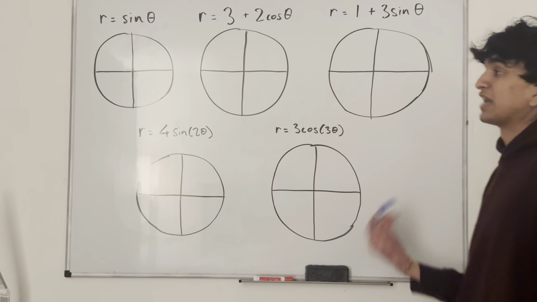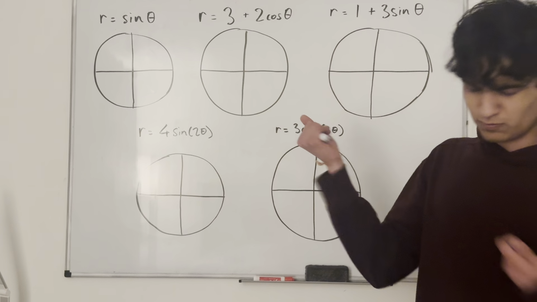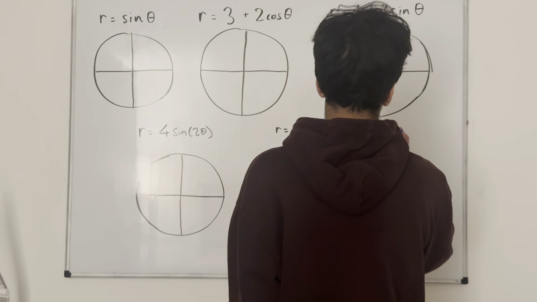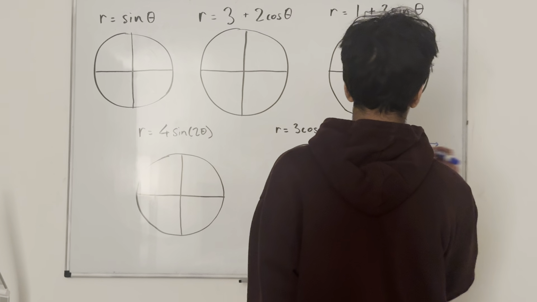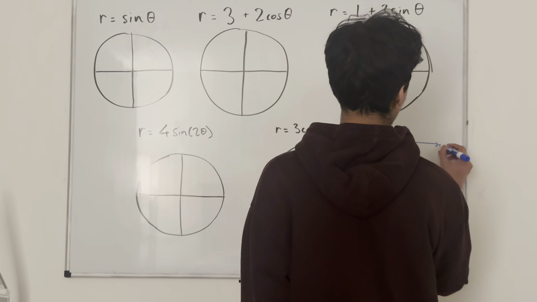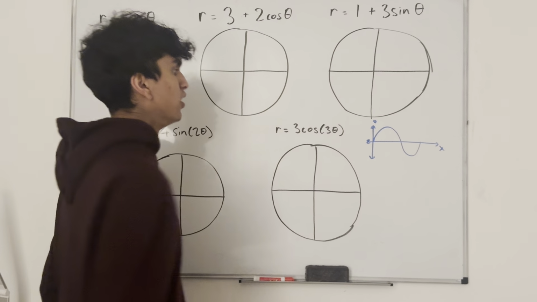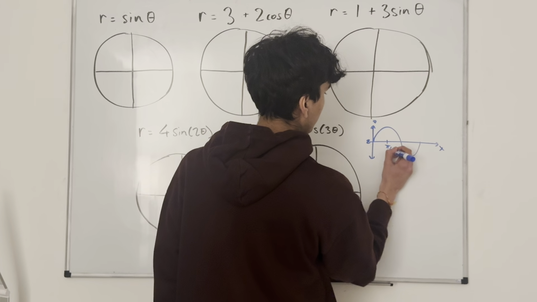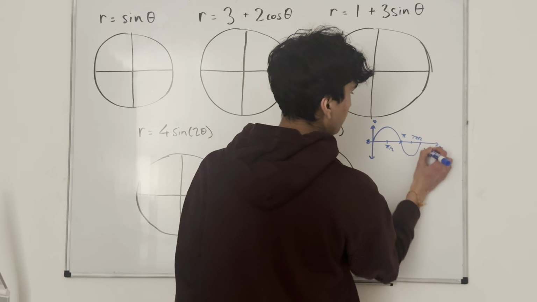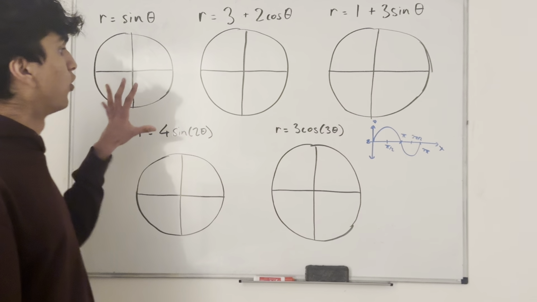To see this in action, let's start with the most basic example, r equals sine theta. One way to think about polars is this: if I graph y equals sine x, I would get something like this, where this is pi over 2, this is pi, this is 3 pi over 2, and this is 2 pi. And you can transform this over to polars.